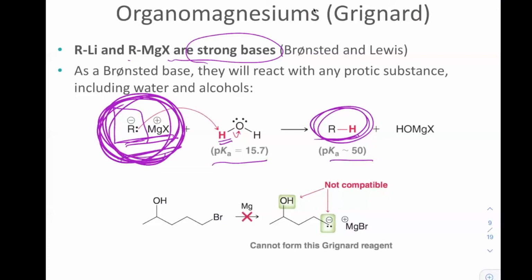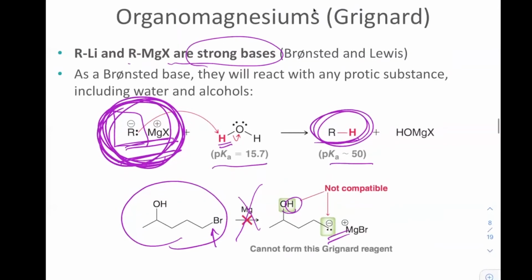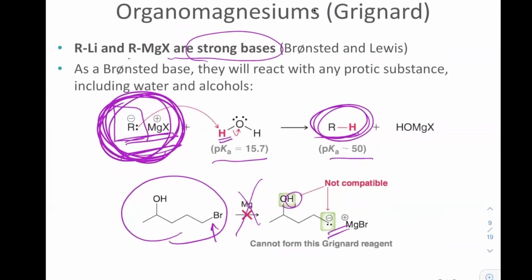So if you have a compound that has an alcohol and an alkyl halide in it, we will not be able to use Grignard because the OH will quench it once that Grignard is formed. And the word quench here, I just mean ruin it. It'll make it so that it's not a negative carbon anymore.